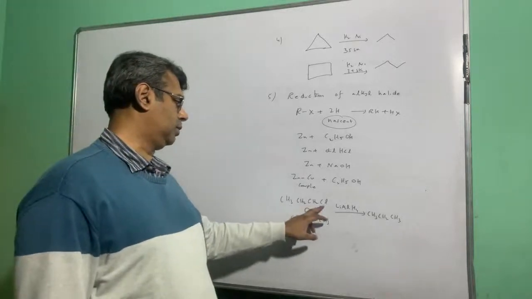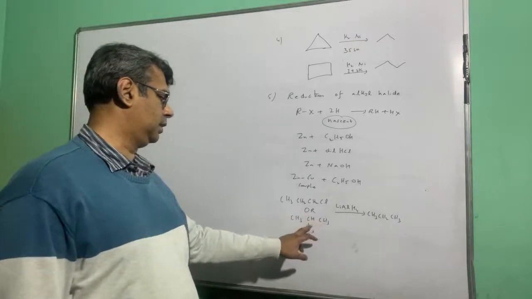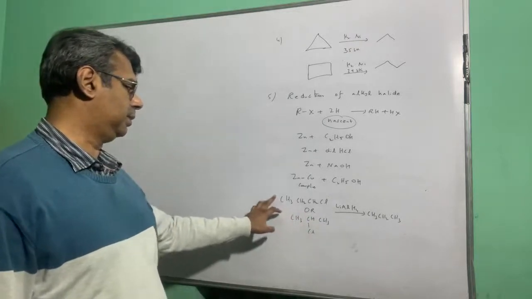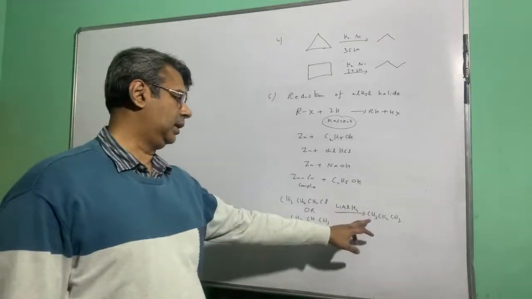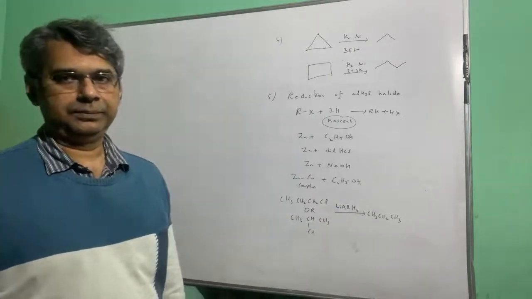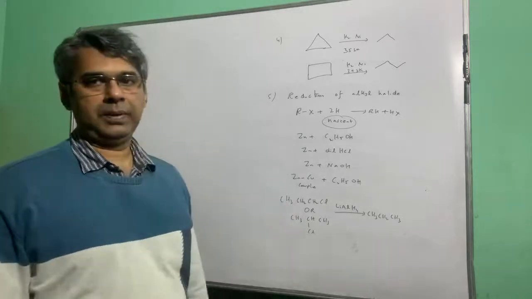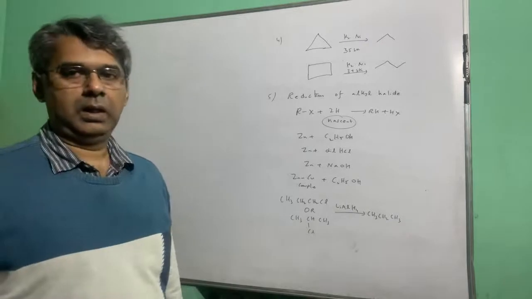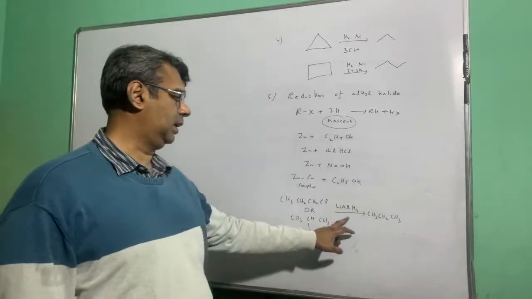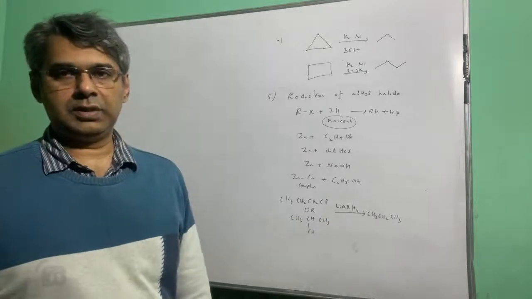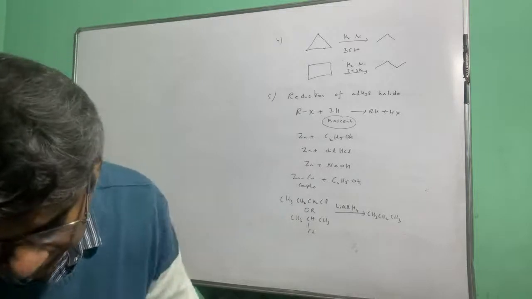Suppose CH3CH2CH2Cl or CH3CHClCH3. This is primary, this is secondary. Alkyl halide can be reduced with LiAlH4 to give alkane, right? But the condition is that this alkyl halide has to be either primary or secondary. Tertiary will not be acceptable. Primary or secondary alkyl halide with LiAlH4 will give you CH3CH2CH3, but tertiary will not be acceptable.